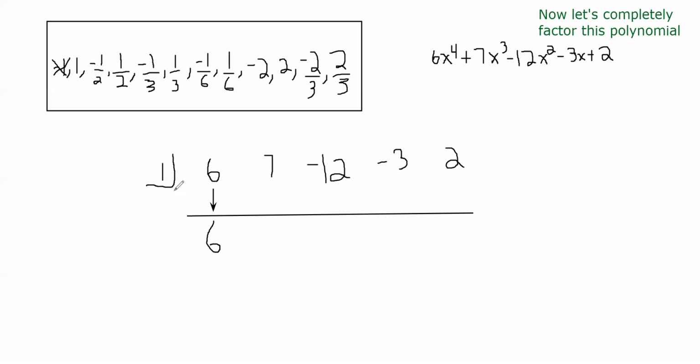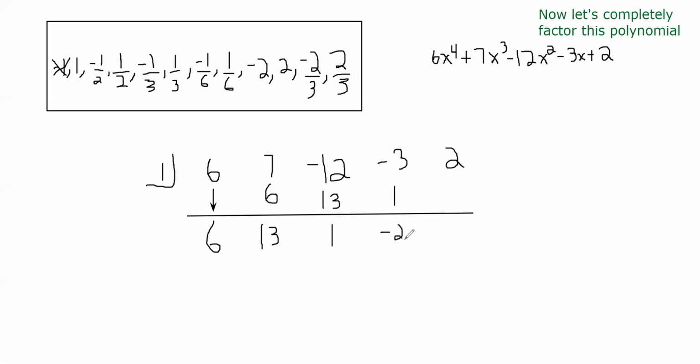So we bring down the 6, then we do 1 times 6, you get +6. We always add these no matter what their signs are. 7 plus 6 is 13. 1 times 13, +13. -12 plus 13 becomes +1. 1 times 1 is 1. Negative 3 plus 1 is going to be negative 2.